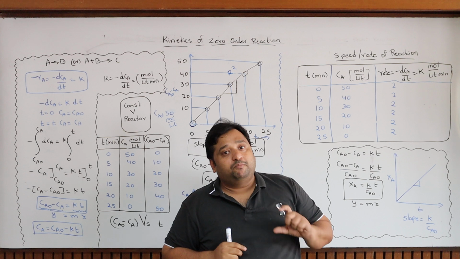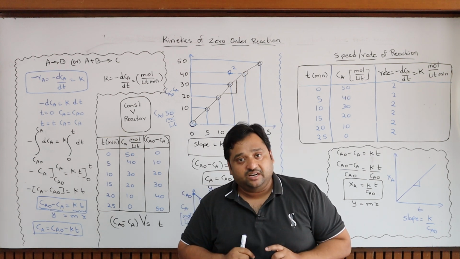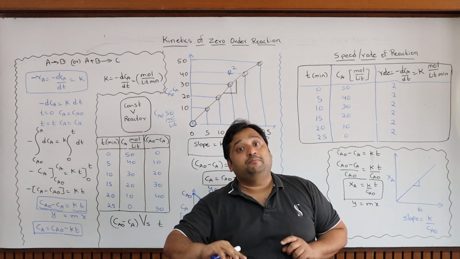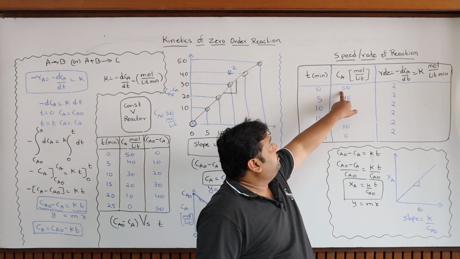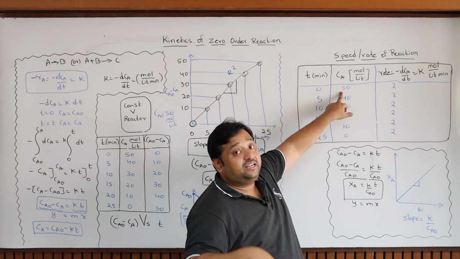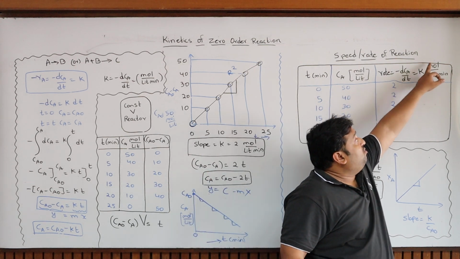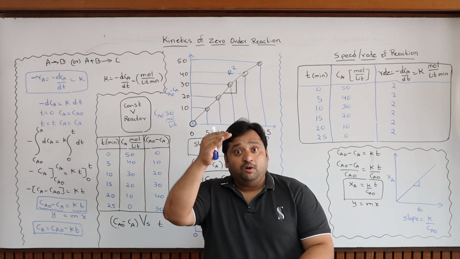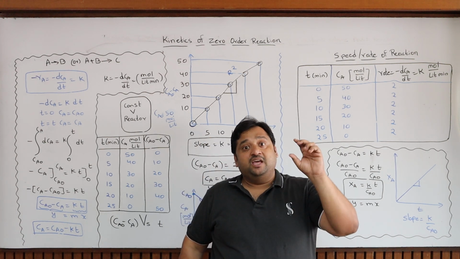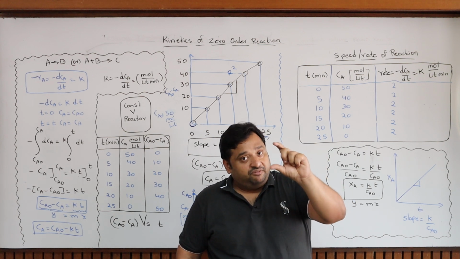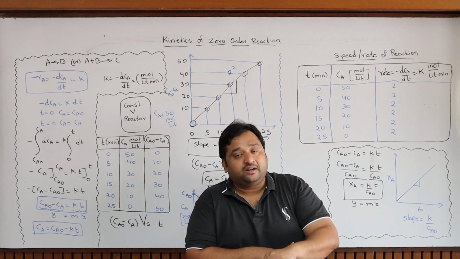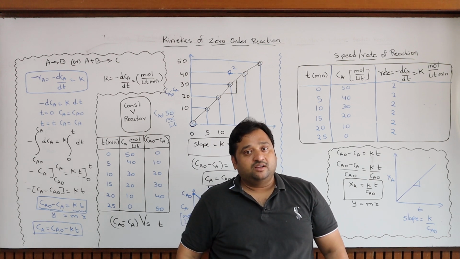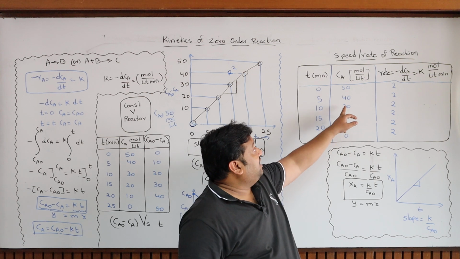if you start with 50 mole per liter, that is the initial concentration, the speed of the reaction is every minute 2 mole per liter will be reduced. That means when the concentration in the reactor is 50, the speed is 2 mole per liter every minute. That means if you start the concentration at 50, after 1 minute the concentration of A is 48 mole per liter. After 4 minutes the concentration is like that everywhere.